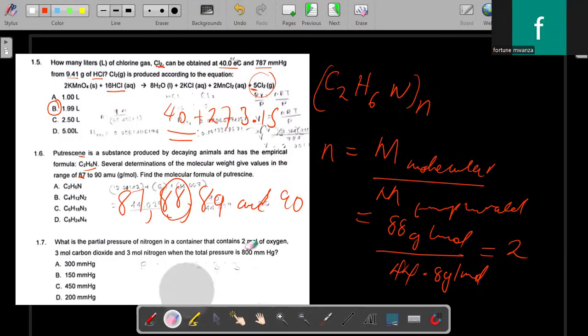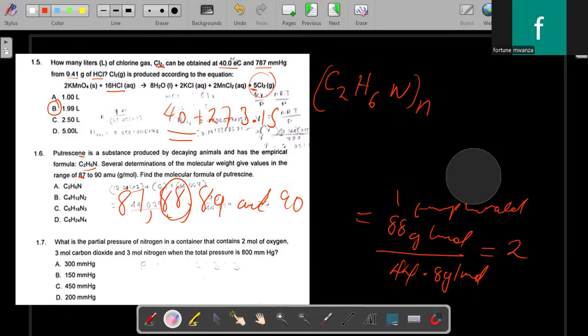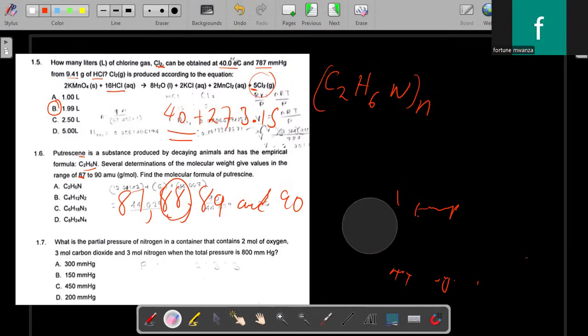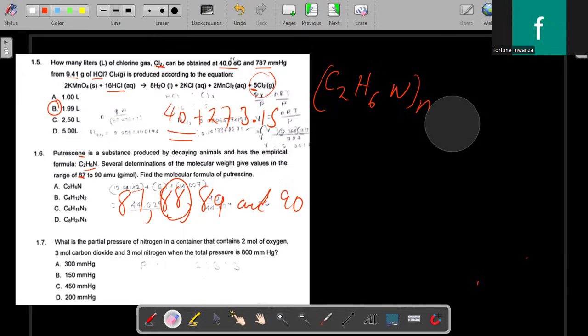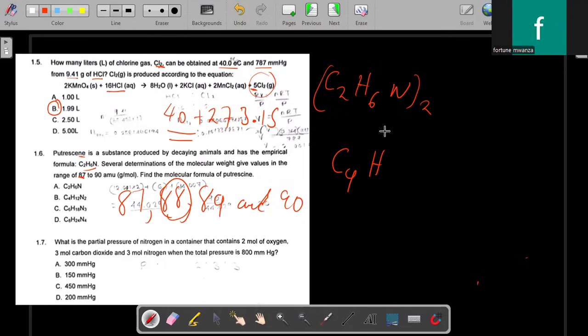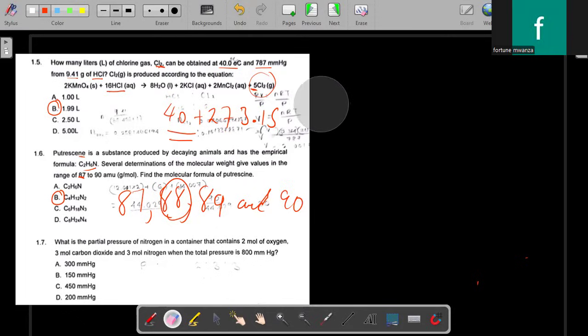From there I can come up with the molecular formula. Where there is n, I replace it with a 2. So I have C4H12N2 as my molecular formula, 2 times 6 being 12. So there, the answer is B. Okay, so we can go to question number 7.